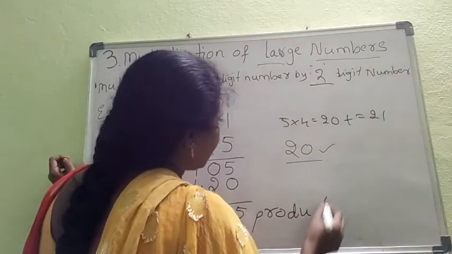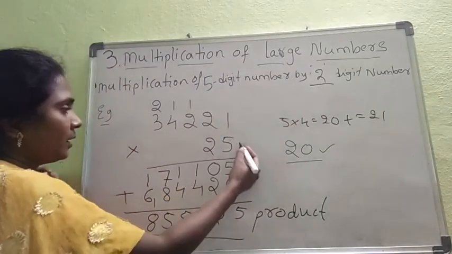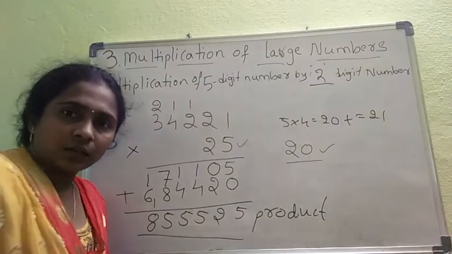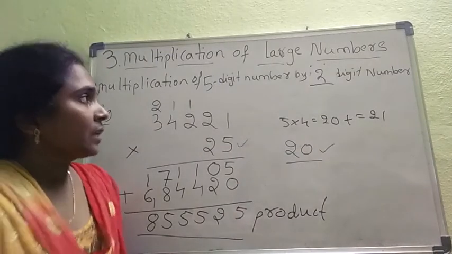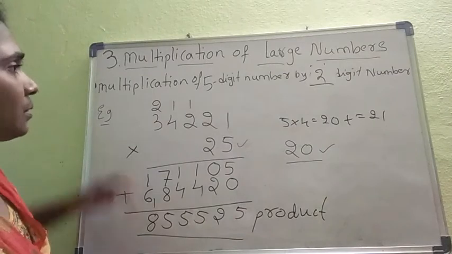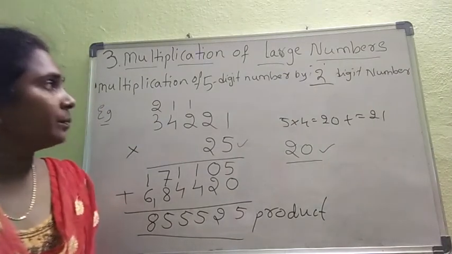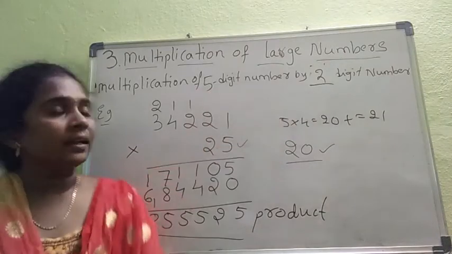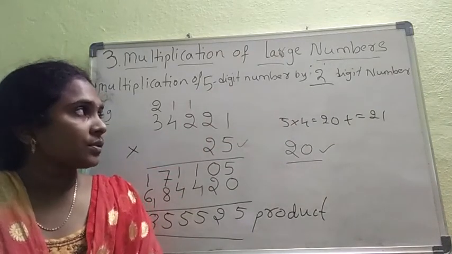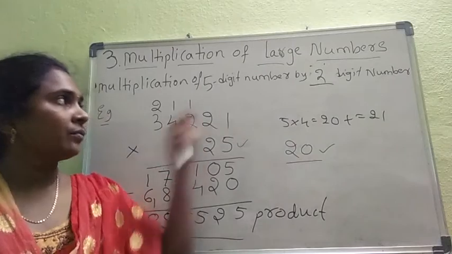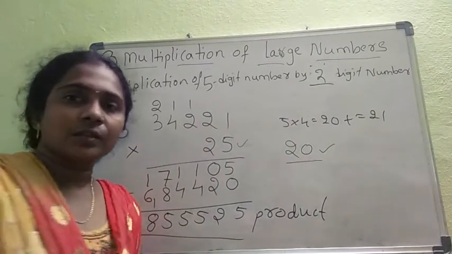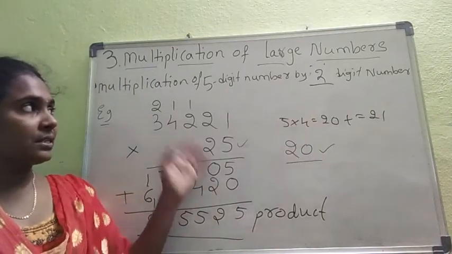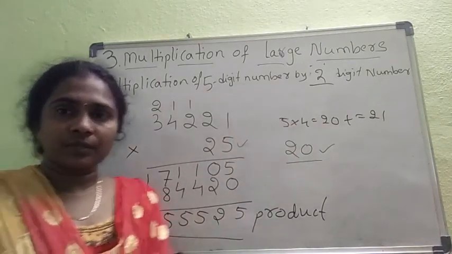That means the multiplication of a 5-digit number by a 2-digit number. This is the final answer, right? I hope it is clear, student. So, we learned 4-digit numbers by 2-digit and 3-digit, and 5-digit numbers by a single digit, right? Based on this concept, first I will explain one sum from the exercise in this class only. In the next session, we will learn the word problems based on this multiplication of numbers.